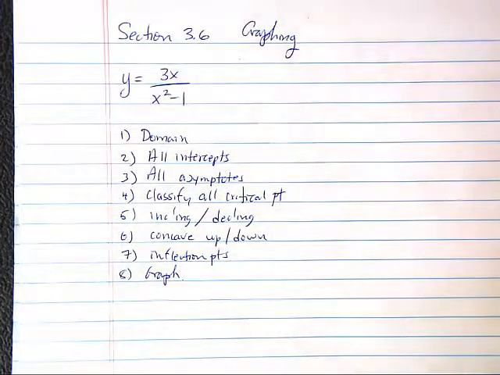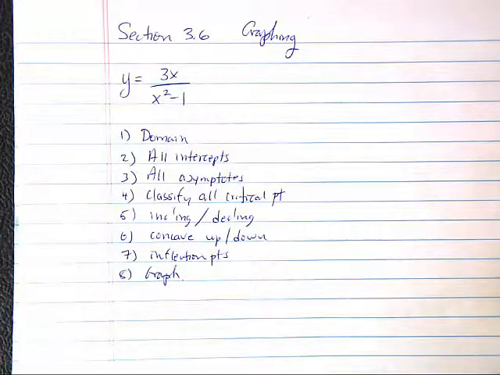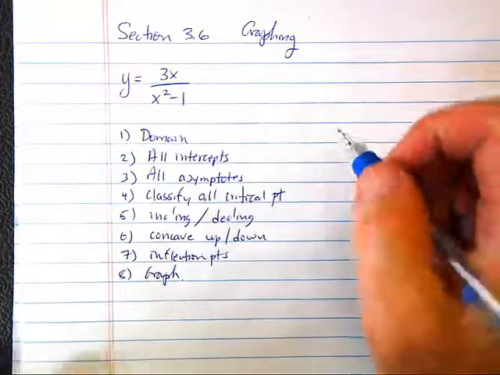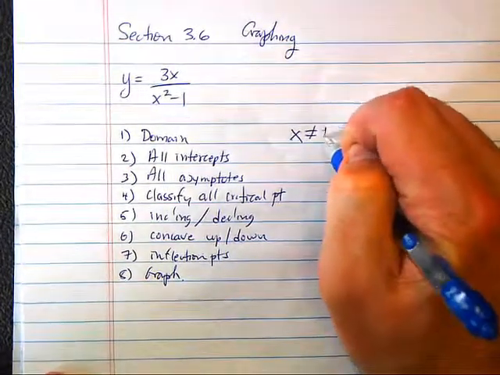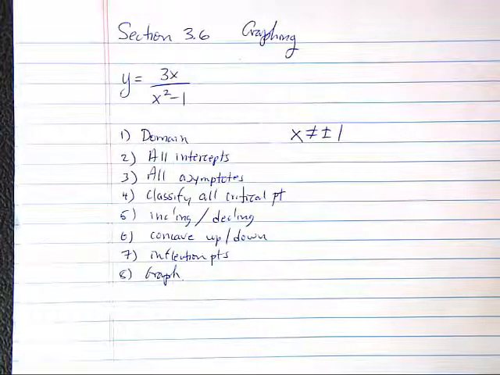All right, so looking at this problem, you should pretty quickly be able to tell me what the domain is. What's the domain? Except 1 and negative 1. So I would just write x cannot equal plus and minus 1. We cannot have 0 on the bottom.